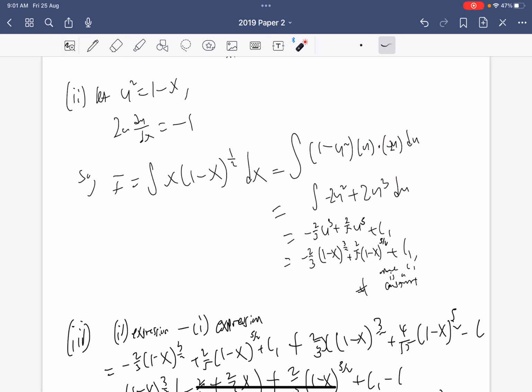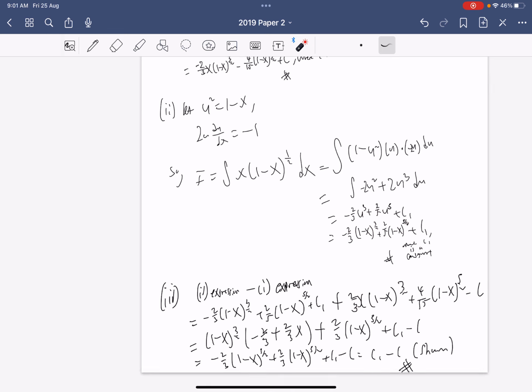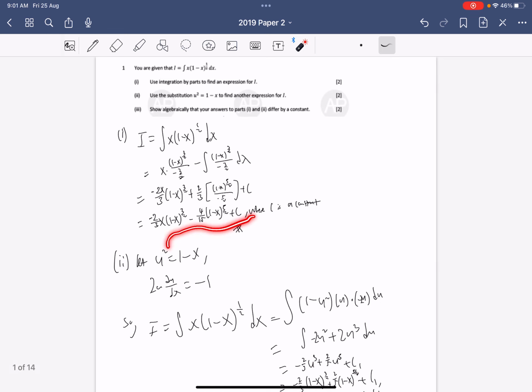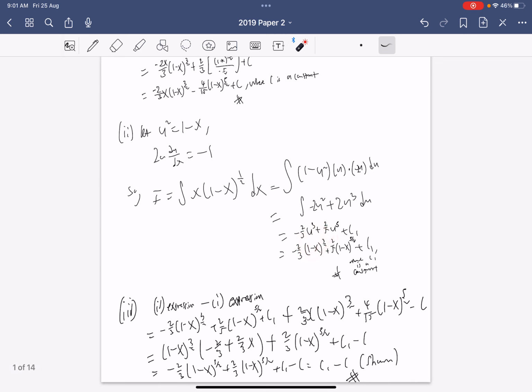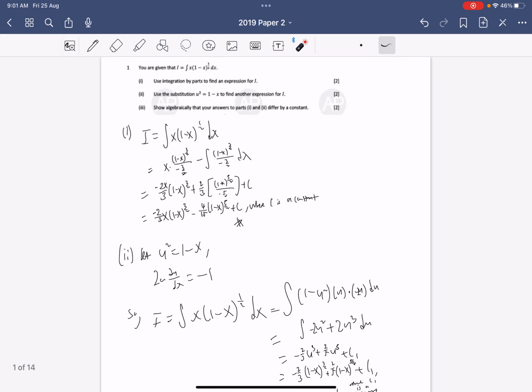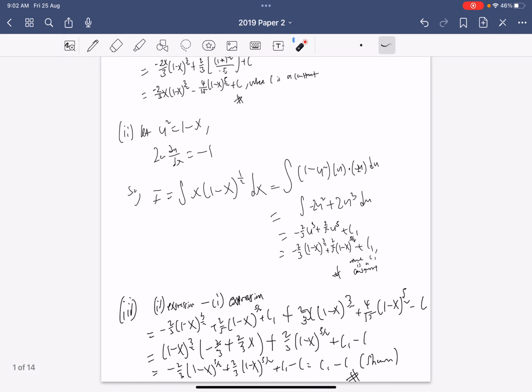And because of that, we are able to integrate -2u squared plus 2u cubed, which results in this. And then you must substitute back u as (1 - x)^(1/2), which gives (1 - x)^(3/2) and (1 - x)^(5/2). We say that these two expressions actually look kind of different. Here is x(1 - x)^(3/2), here is just (1 - x)^(3/2). But we are now to show that they only differ by a constant, which is this c1 - c.